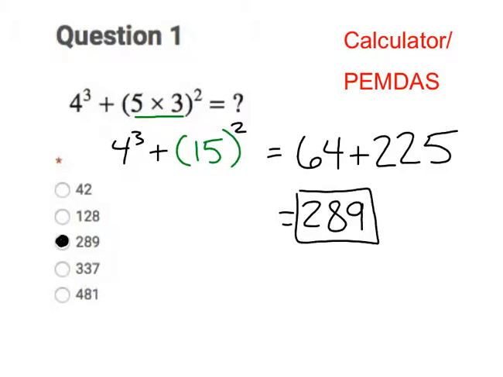Number 2. Question number 1. We're going to do PEMDAS. We have to watch our order here. We're going to do 3 times 5 first for 15. Square that out. Add everything together. 289 for question number 1.